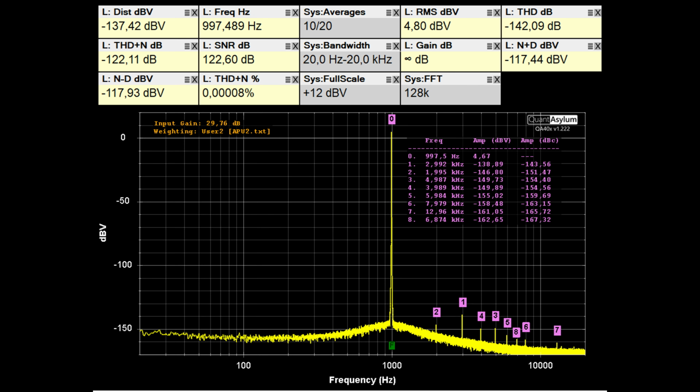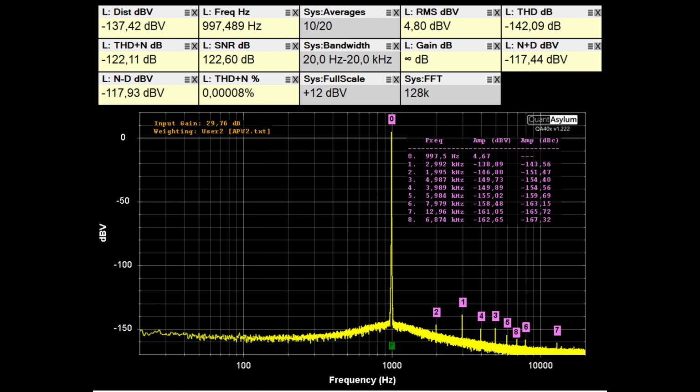Okay, let's go on. All right, here we see the results, which are in fact actually better than what I said earlier, because in the meantime, I switched on the plus 6 dB amplifier, which is on the notch, and that gave me a result of a THD of minus 142.09, as you can see on the screen. And THD plus noise is minus 122.11 dB. This is fantastic.